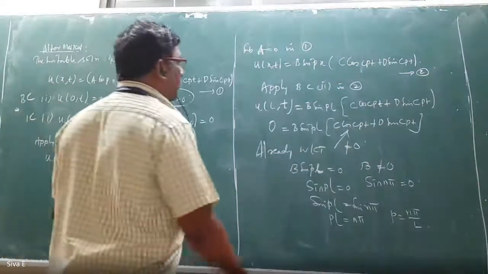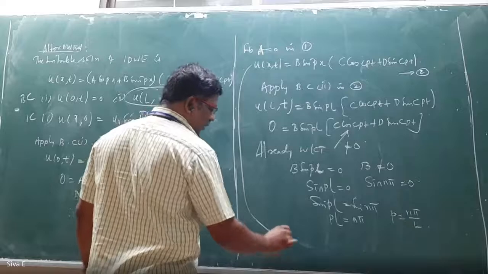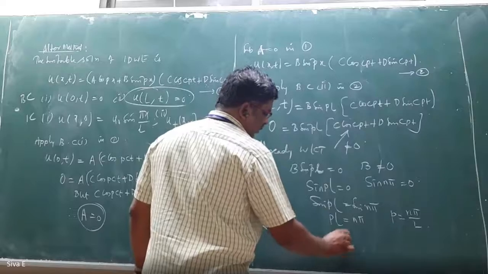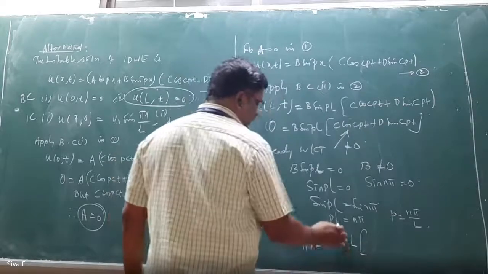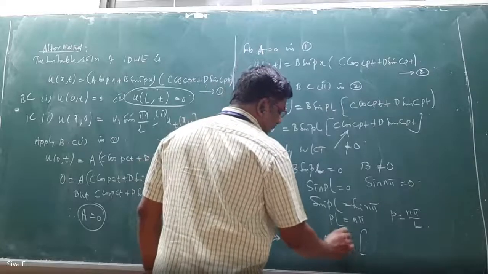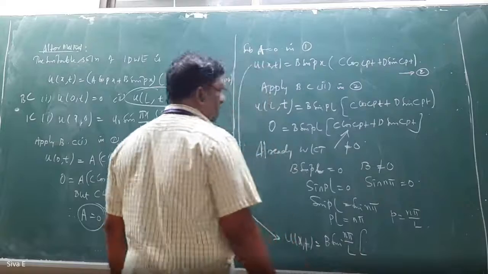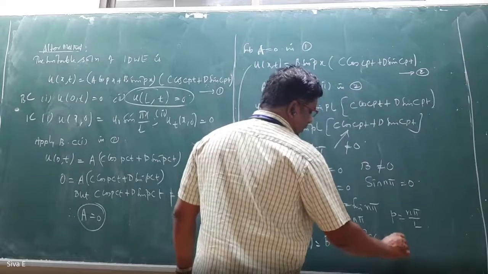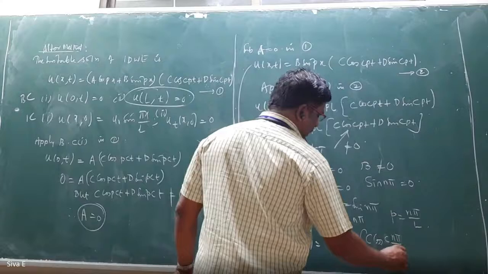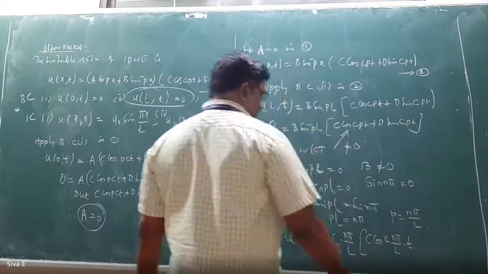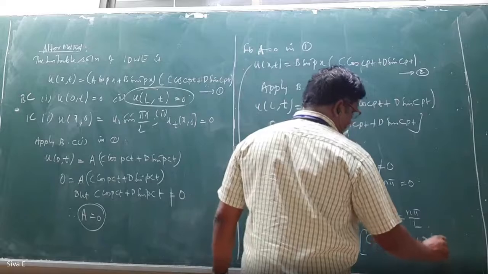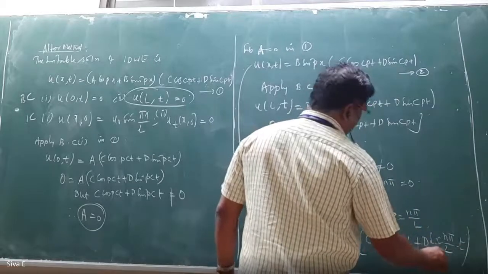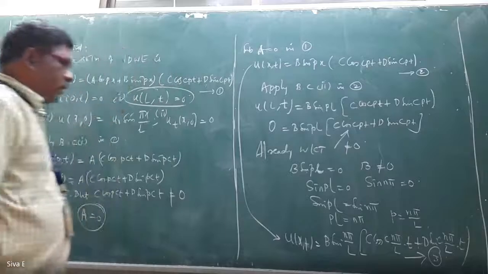If you substitute p equal to n pi by L here, u(x, t) will become B sin(n pi x by L) (C cos(c n pi t by L) plus D sin(c n pi t by L)), which is equation number 3.